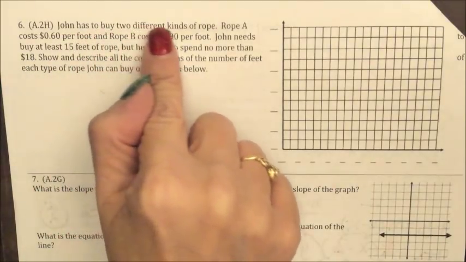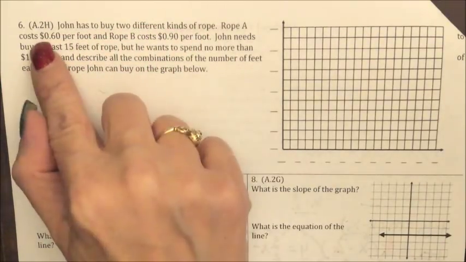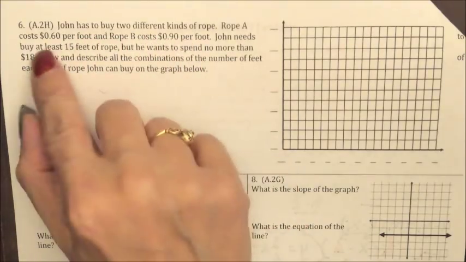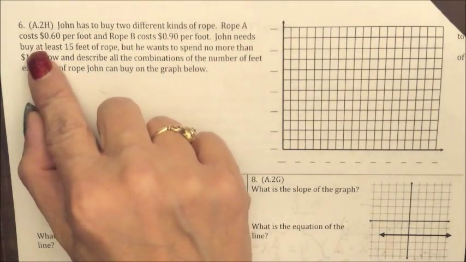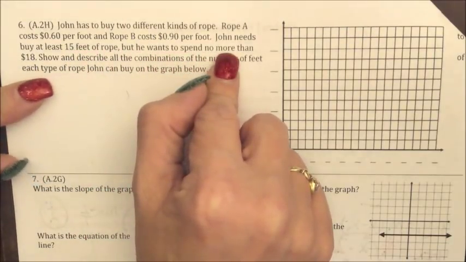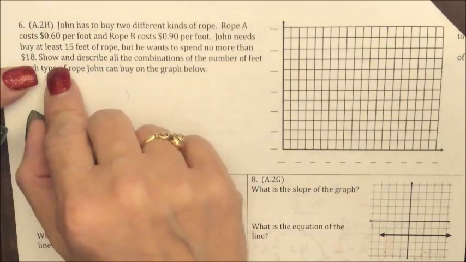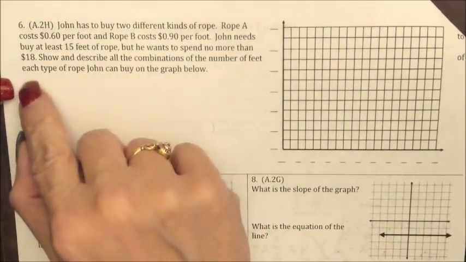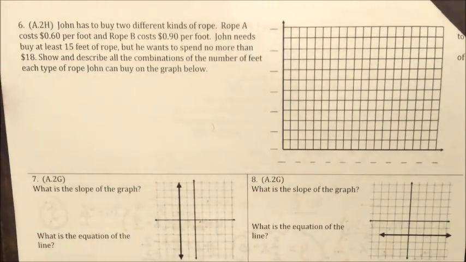John has to buy two different kinds of rope. Rope A costs 60 cents per foot, and rope B costs 90 cents per foot. John needs to buy at least 15 feet of rope, but he wants to spend no more than $18. Show and describe all the combinations of number of feet each type of rope John can buy on the graph below. Oh boy, here we go.